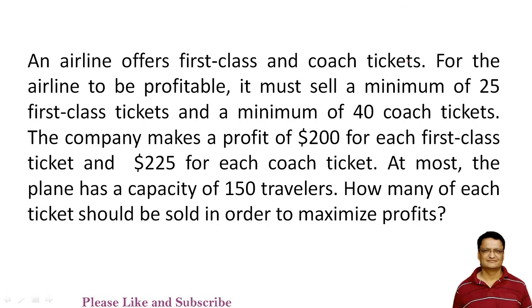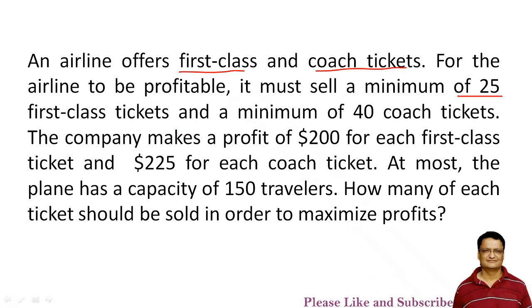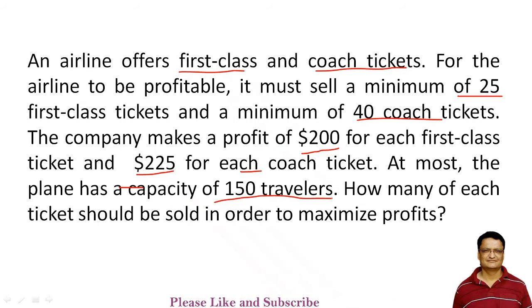So here is the statement for the problem. We will formulate the linear programming problem out of this statement and then we will solve it using Lingo. An airline offers first class and coach tickets. For the airline to be profitable, it must sell a minimum of 25 first class tickets and a minimum of 40 coach tickets. The company makes a profit of $200 for each first class ticket and $225 for each coach ticket. At most, the plane has a capacity of 150 travelers. How many of each ticket should be sold in order to maximize the profit?